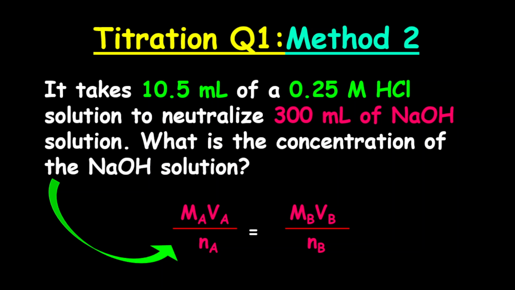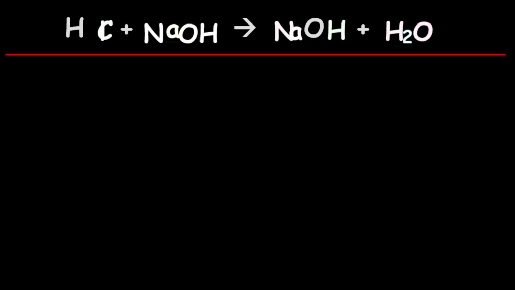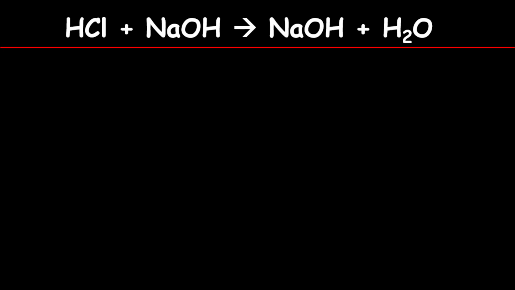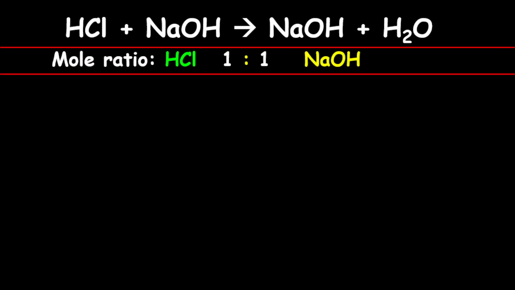Now, the first thing to do always is to write your balanced chemical equation. From a balanced chemical equation, you determine the molar ratio between the acid and the base. For this example, it is 1:1. To remind of the formula again, the formula reads that the molarity of the acid multiplied by the volume of the acid divided by the mole of the acid from the balanced chemical equation equals the molarity of the base multiplied by the volume of the base divided by the mole of the base from the balanced chemical equation.